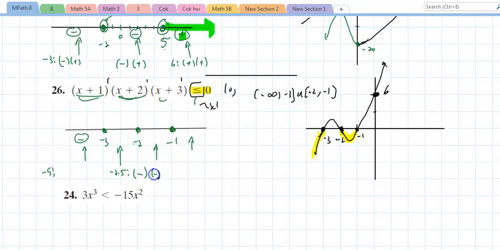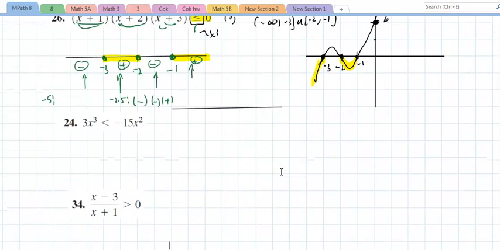-2.5 plus 2 is negative, but -2.5 plus 3 is positive. So you could do that. Pick a point there and pick a point there, and they turn out to be looking for negative right there and right there. And you could always do that.